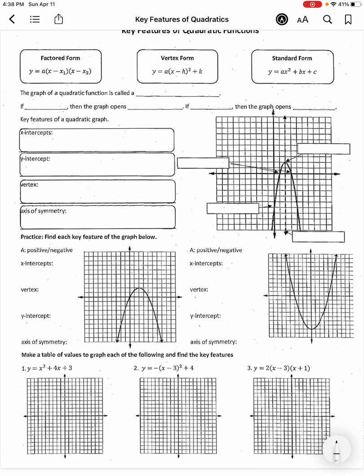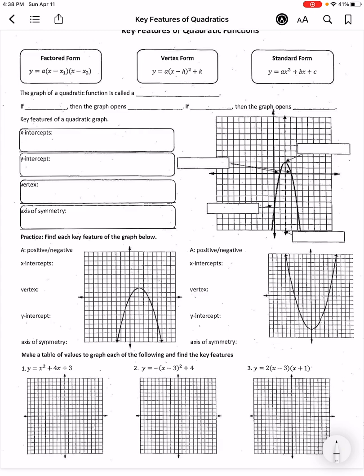You've got vertex form: a(x minus h) all squared plus k, where h and k are the numbers in the ordered pair that give us the vertex. And then lastly, we have standard form, ax squared plus bx plus c, which is how most of what we see is written. The graph of a quadratic function is called a parabola.